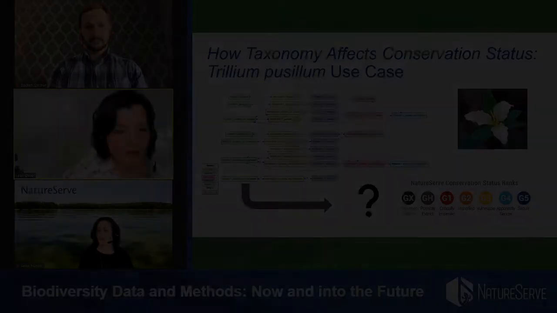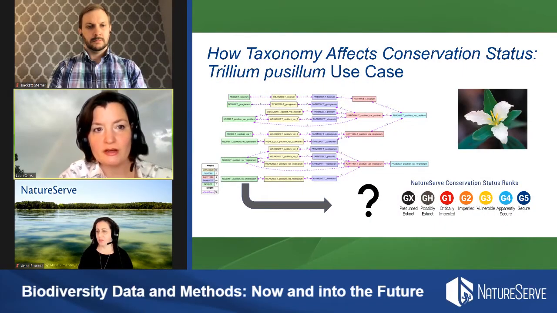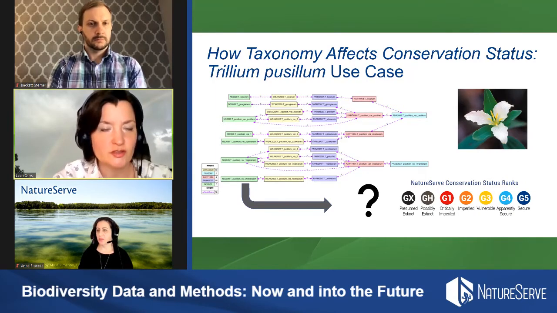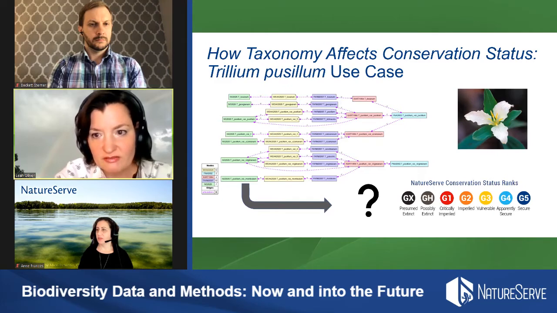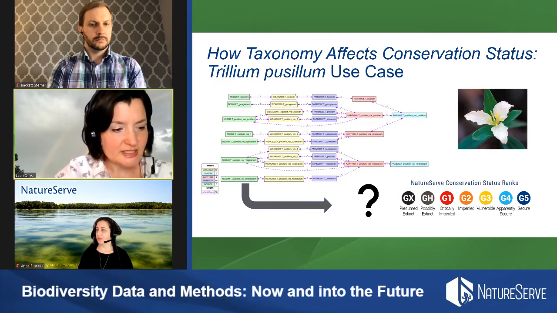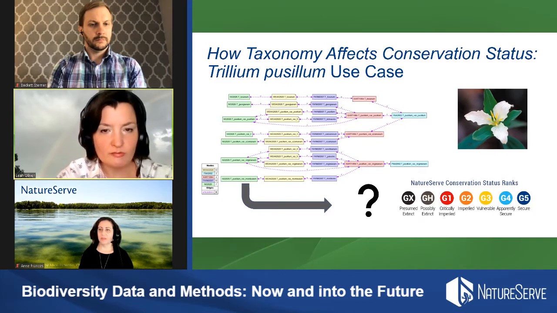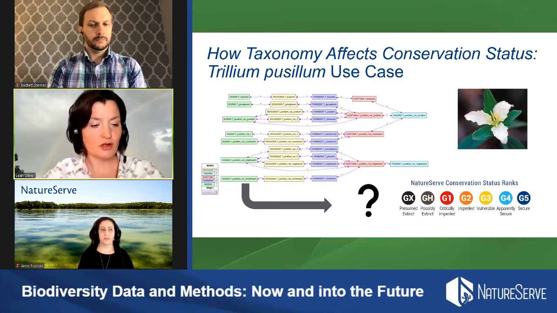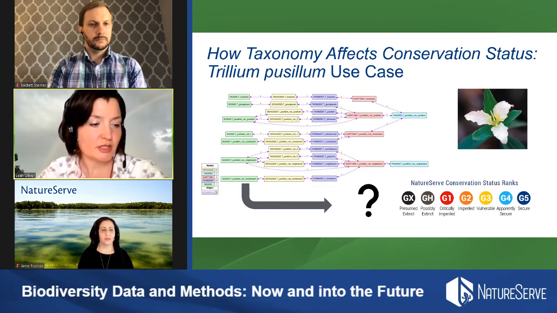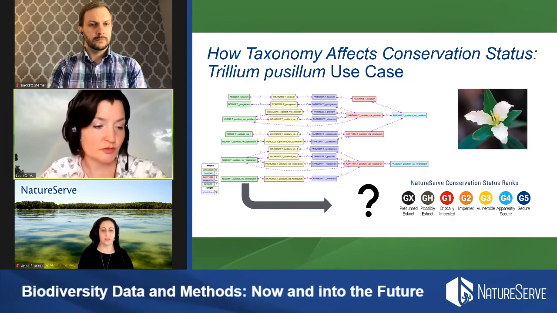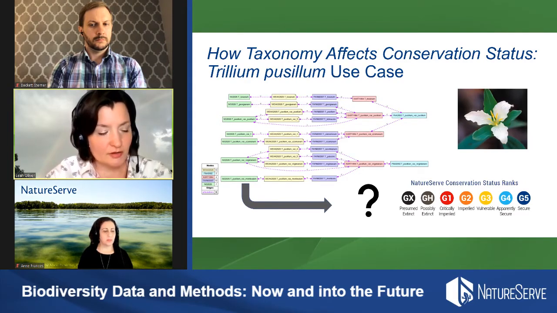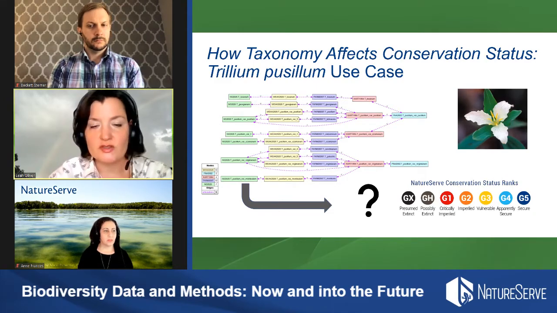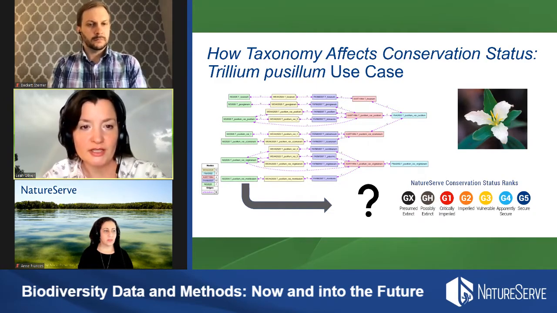Leah? Okay, so I'm going to talk to you about how taxonomy affects conservation status assessments through the lens of this little tiny flower. This is the least Trillium. It's a tiny spring wildflower that has a really long taxonomic history, mostly due to observation through the field. And the diagram that makes up most of this screen is what we would call a taxonomic alignment.